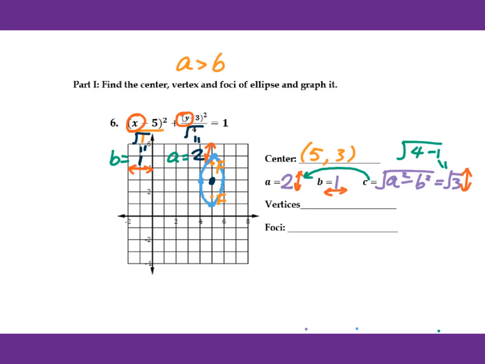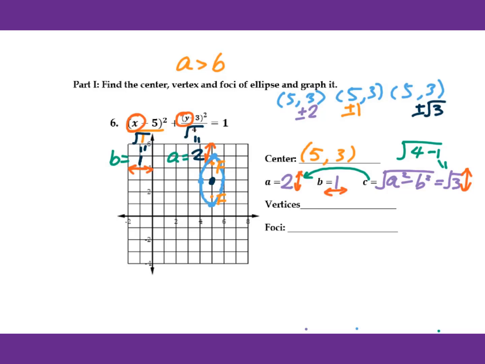Now we work on the vertices now. So I have 5, 3. For A, go up 2, down 2. That's why I add or subtract to the y coordinate. For B, it's horizontally moving, right 1, left 1. Therefore, plus or minus 1. For C, that's up and down square root of 3. Therefore, I do plus or minus square root of 3.